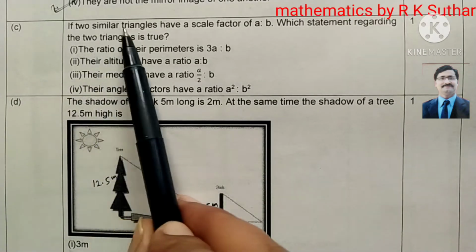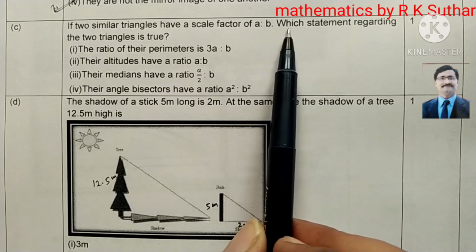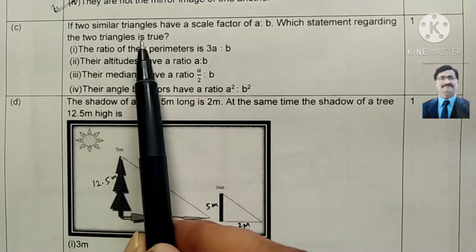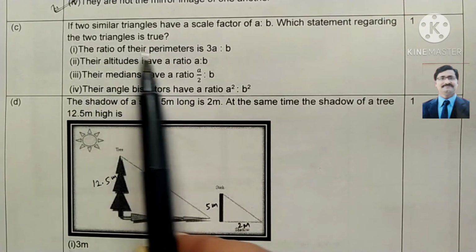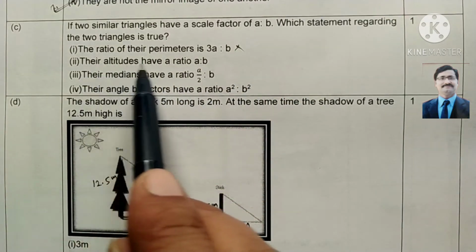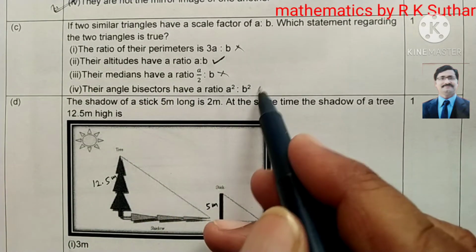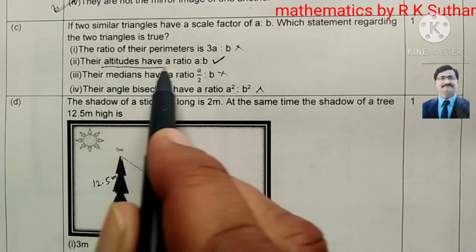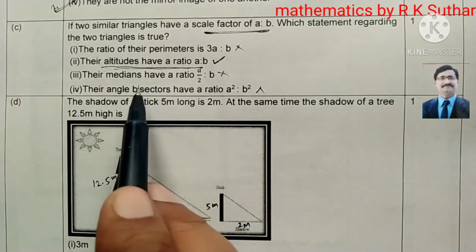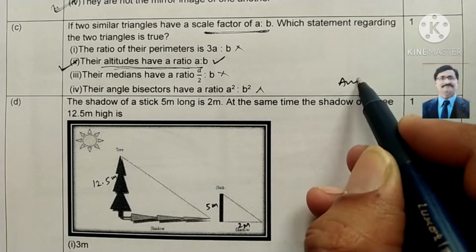Look here, if two similar triangles have a scale factor A/B, which statement regarding the two triangles is true? Here the ratio of their perimeters is 3:B. This is wrong. And the altitudes have ratio A/B. This is correct, and this is wrong. A/B, this is correct. So look here, their altitude will also be in the same ratio. The scale factor is A/B, so their altitude will also be in A/B. So your answer is second.